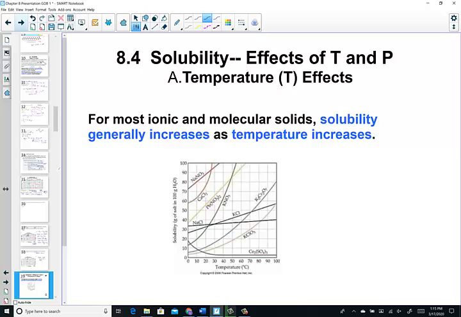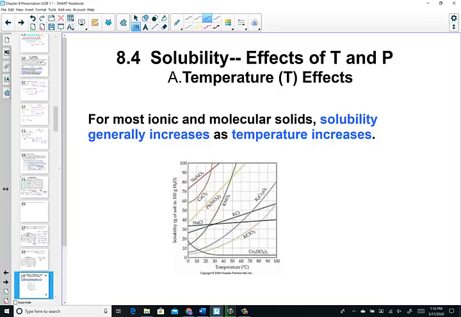How long have we been talking? Let's see. About 34 minutes. I think I'll take a little break, pause, and you might want to do the same. Come back when ready, and we'll pick up with solubility, effects of temperature and pressure. I'm just going to take a little break.